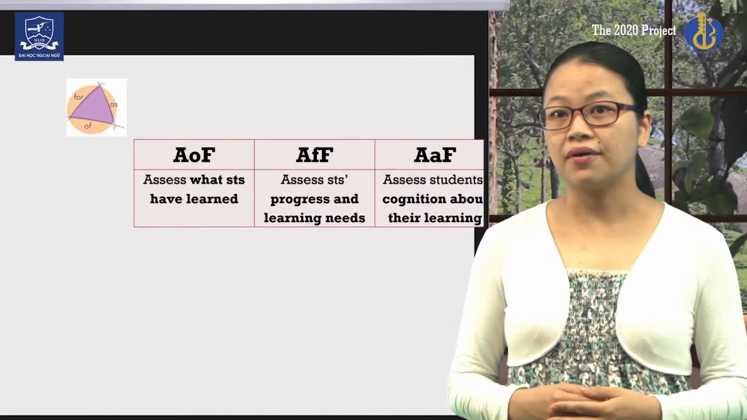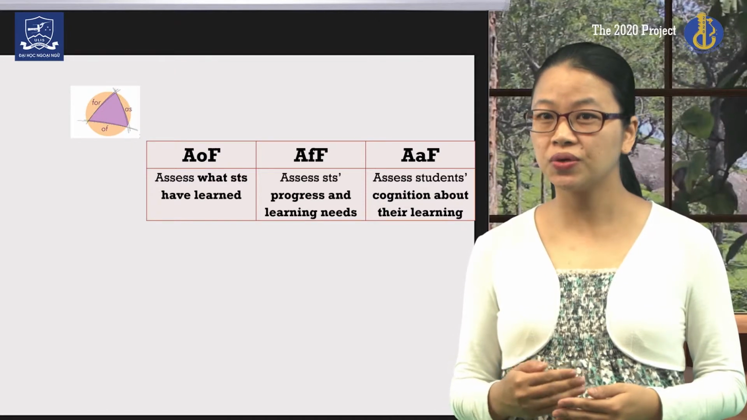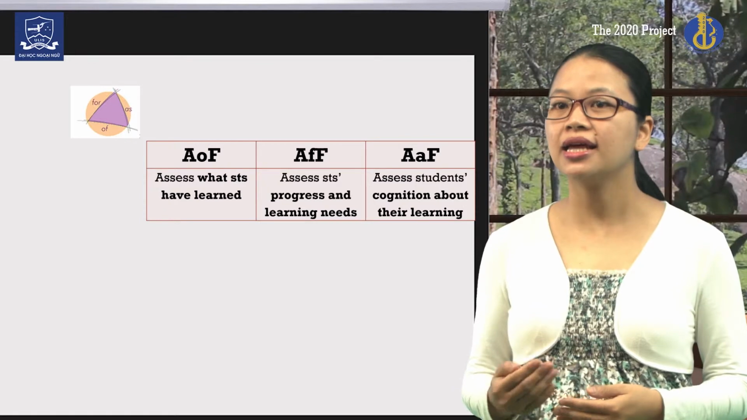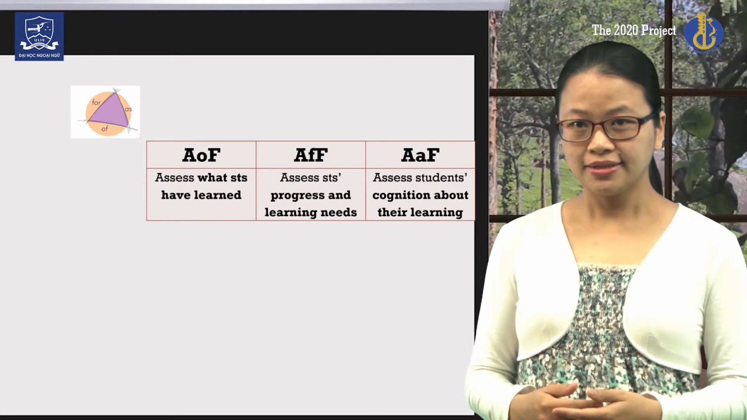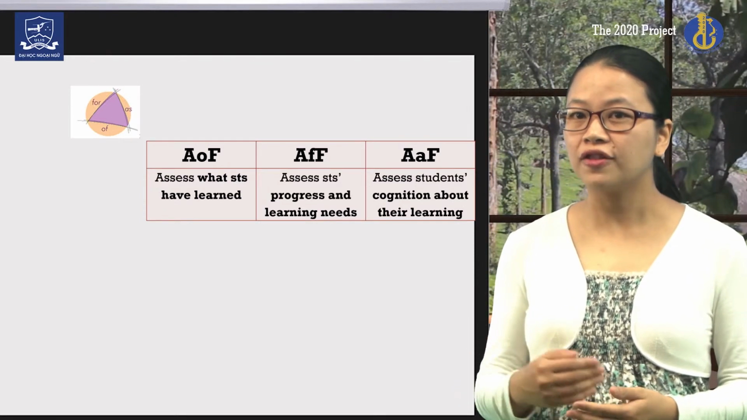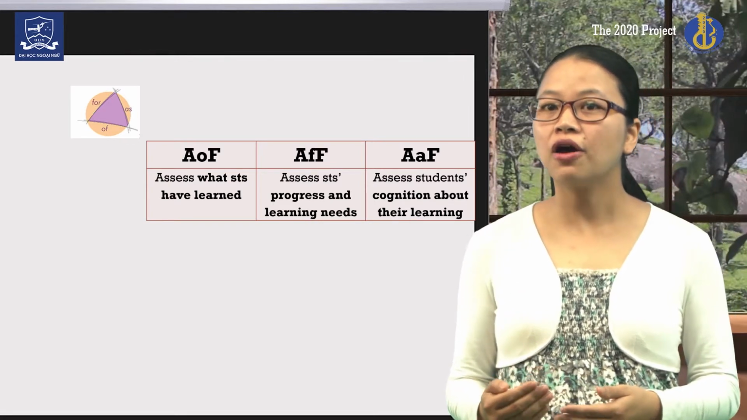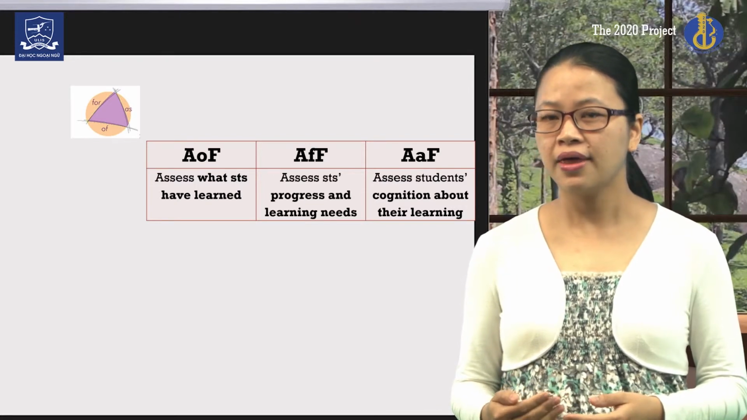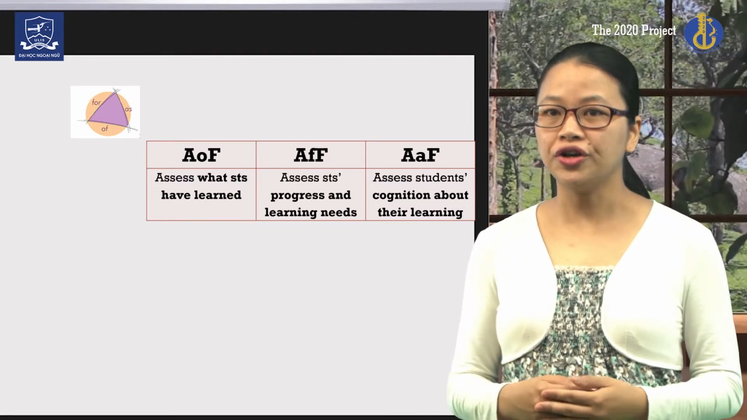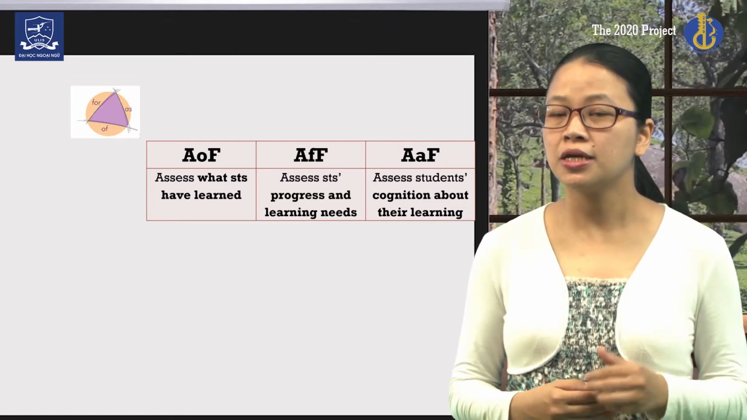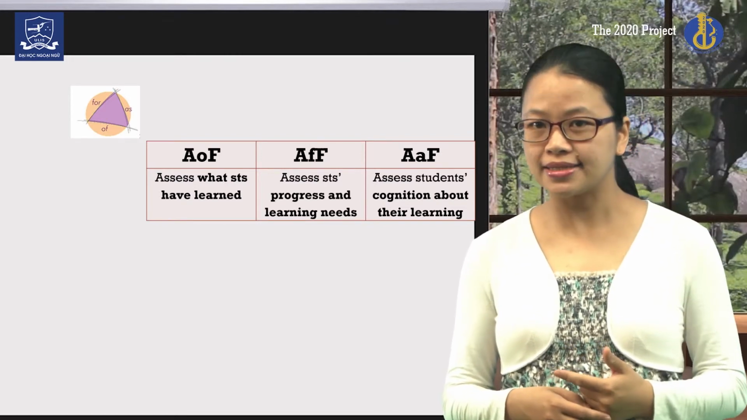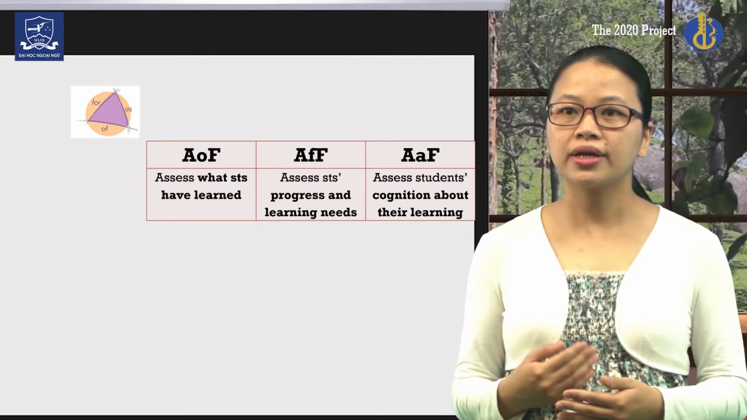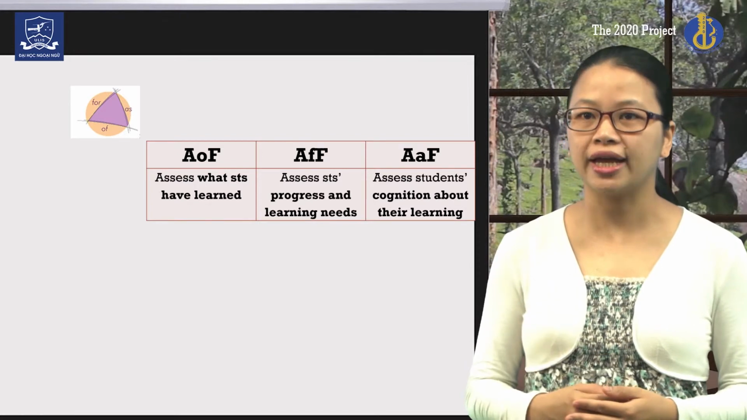The first difference of these 3 types is what to assess, or in other words, what kind of information is collected. Well, as you probably remember what we have learned earlier today, assessment of learning provides information about what students have learned. Meanwhile, assessment for learning provides information about student progress and learning needs. And assessment as learning provides information concerning student cognitions about their own learning.